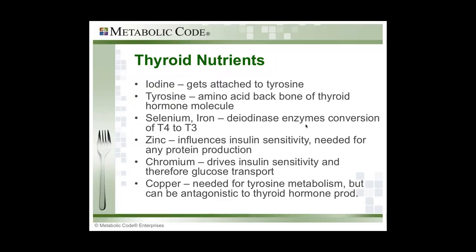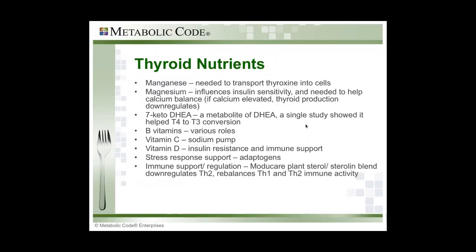Chromium is also listed as key. Copper is actually needed for tyrosine metabolism, but if you get too much copper, it can block zinc and therefore be antagonistic to thyroid hormone production. So that's always a little bit of a balance that we have to do there.